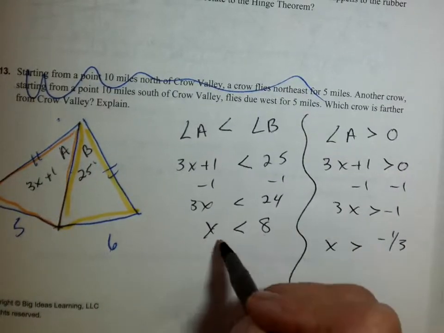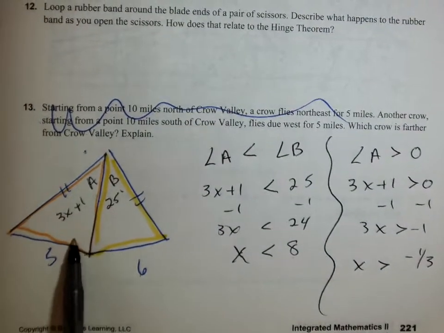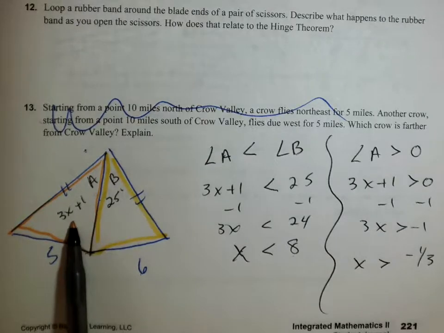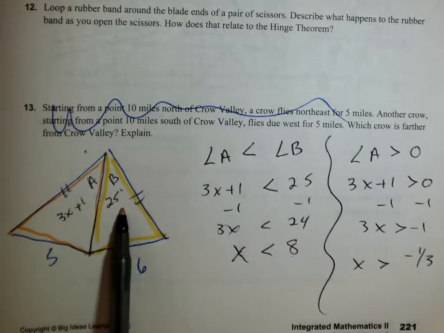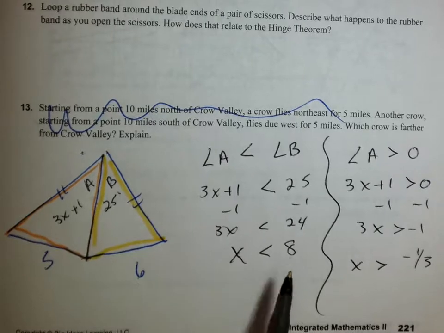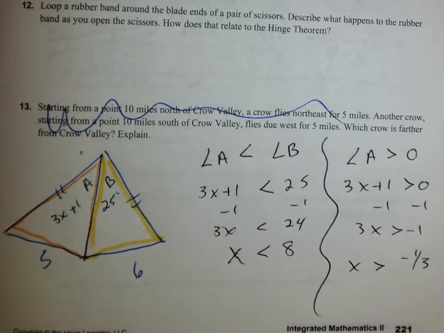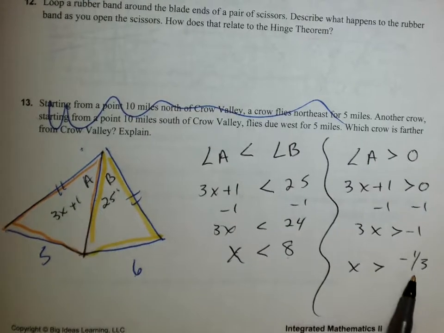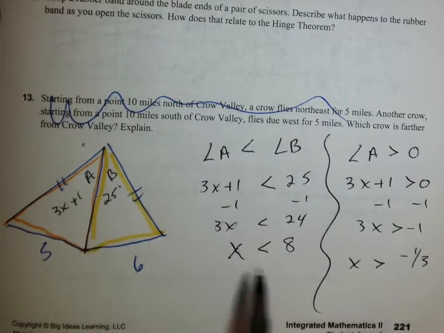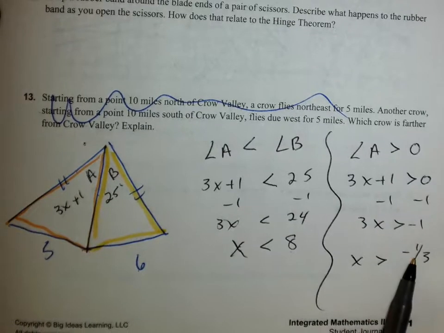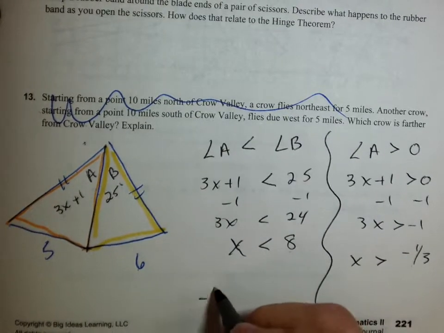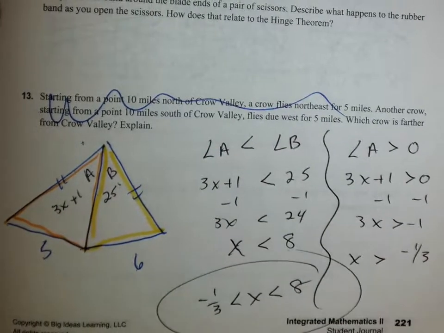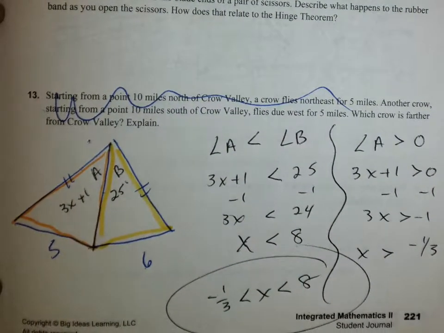So here's what we know. In order for this picture to work, the value of x must be less than 8. Because if it's more than 8, it's going to be bigger than B. It can't happen. Okay? So x has to be less than 8 in order for A to be smaller than B. But we also know for angle A to exist, it has to be greater than 0. So the value of x also has to be greater than negative 1/3. So all the values of x are in between negative 1/3 and 8. So we can say negative 1/3 is less than x, which is less than 8. Okay, that's what I have for you today.